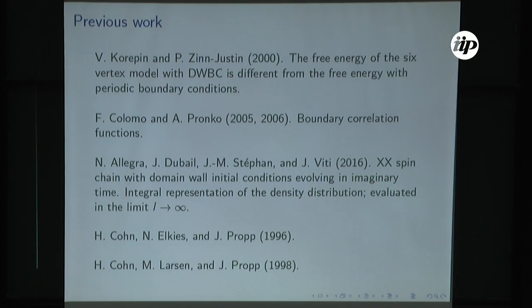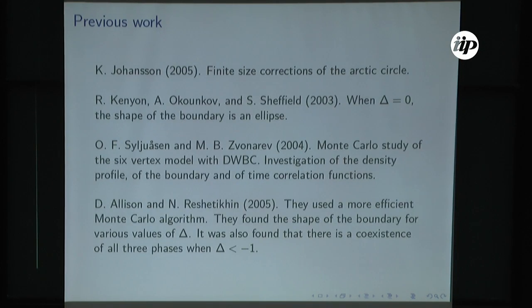Cohn, Elkies and Propp, and Cohn, Larsen and Propp, did some work on domino tilings. They also proved the Arctic Circle theorem. Kurt Johansson, in 2005, did some work on finite size corrections. We also worked with the domino tilings.